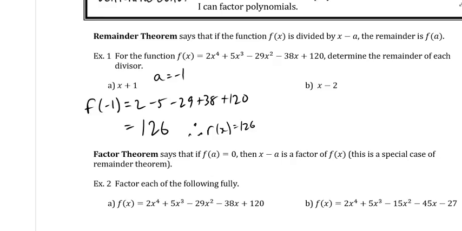This means if I did the division, if I divided x plus 1 into f of x, that's what I would have found as my remainder. That's what remainder theorem says. If all you need to know is the remainder, you can just find the value of the function at that point.